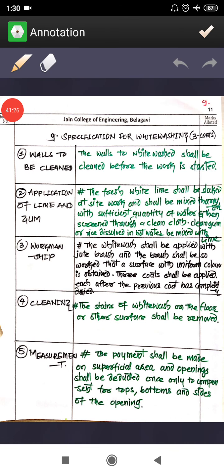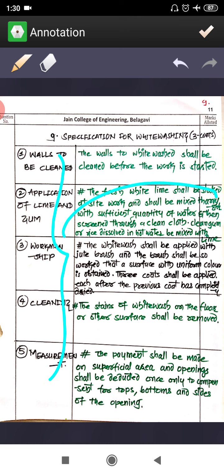Right, my friends. So the last two items we are going to see. The ninth item, one before the last, is whitewashing. So it is very important that you are going to apply 3 coats of whitewashing. Here we have this sequence: first of all cleaning the wall, then application of lime and gum, then workmanship, cleaning and measurement. Application of lime and gum means application of whitewash.